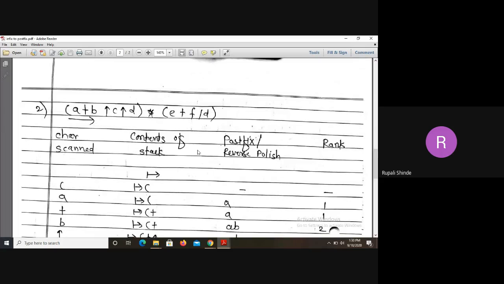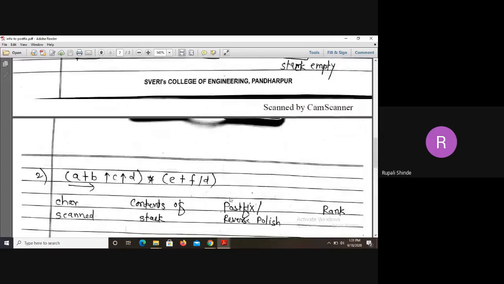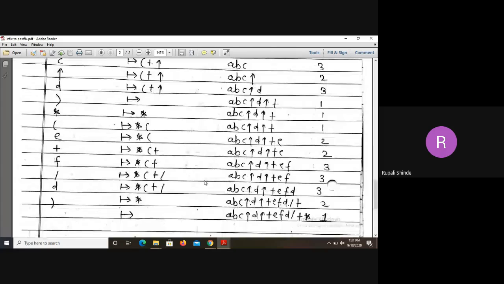Now the next symbol is division. This is an operator, so we have to push it onto the stack. The priority of division is greater than addition, so we can directly place this division over addition, and that is written over here. The rest of things are the same. Now the next character is D. This is an operand, so we can directly write it into postfix form. So D is written over here, and the rank for this expression is 3.